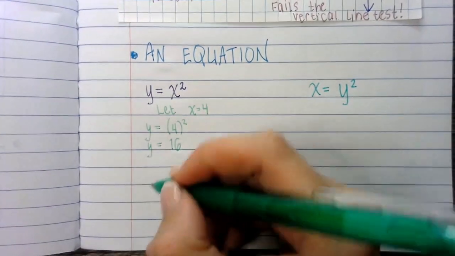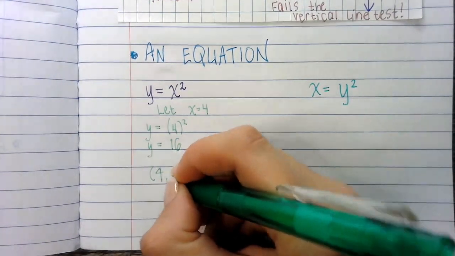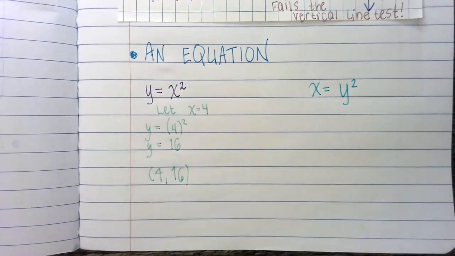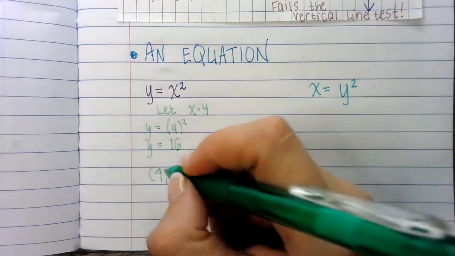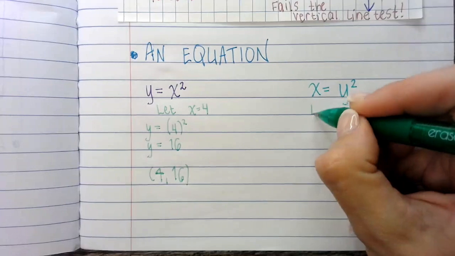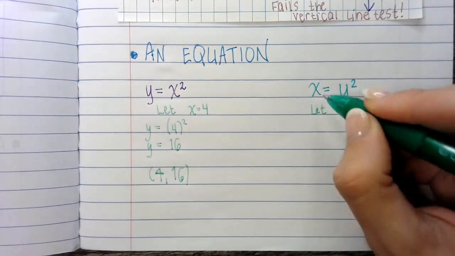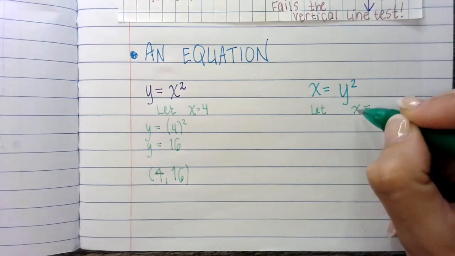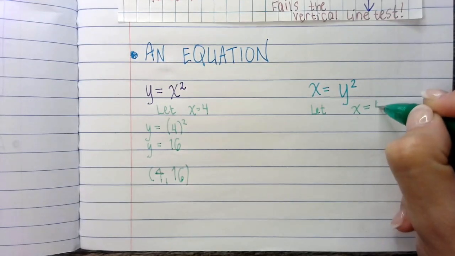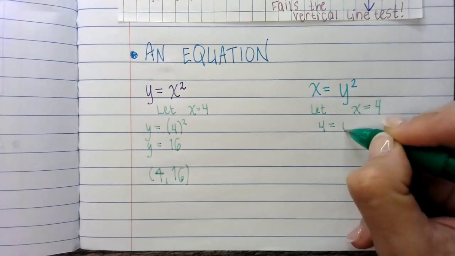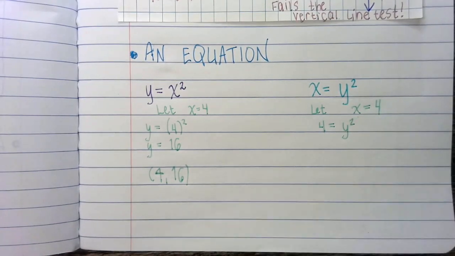So far looks pretty good. We're getting an ordered pair, (4, 16). We plugged in an x, and we got one exclusive y value. Alright, looks pretty good. Now, what about over here? Again, x is still our input. Just because things look different doesn't mean that y is the input. So let x equal, let's use 4 again. That means I have 4 equals y squared. So I need to solve for the y value.